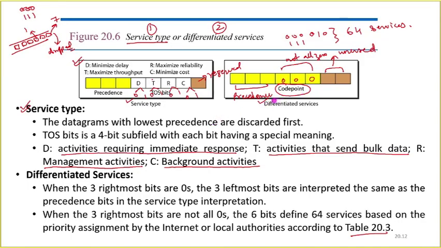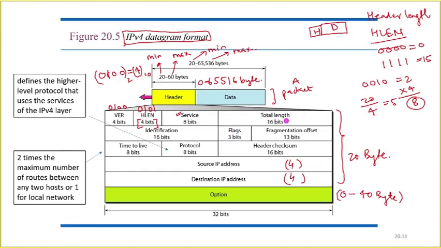Okay, so this was the services. Next one is total length. So total length is of 16 bit. So this 16-bit total length will be explaining the total length of this header as well as the data.